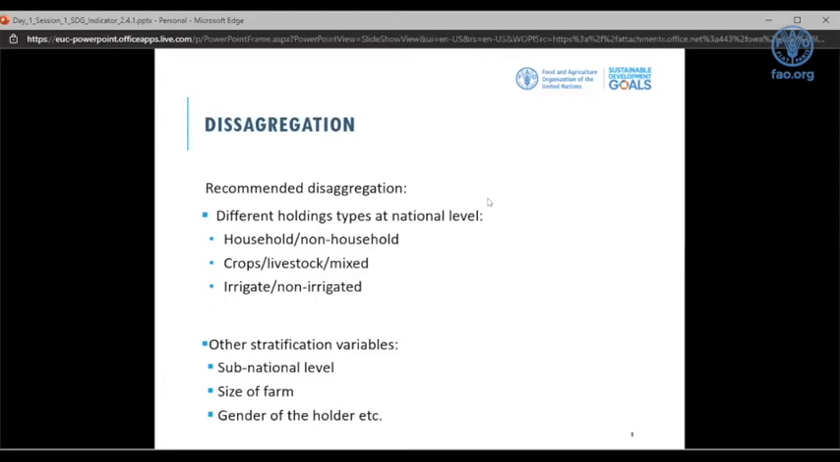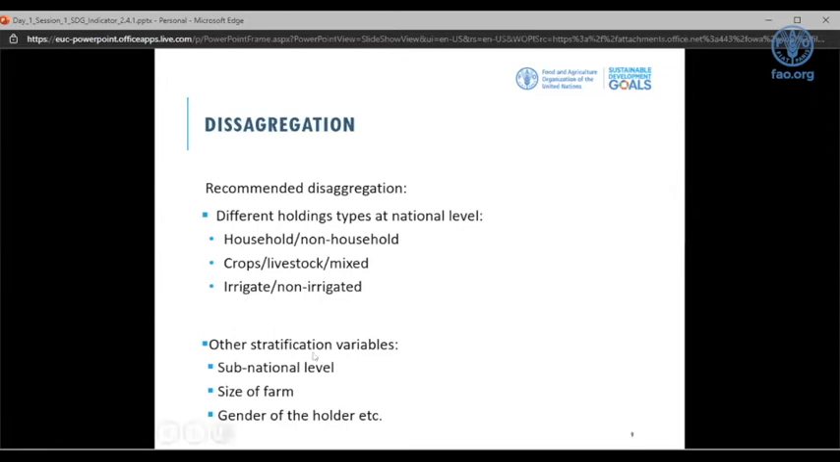So in order to further enrich the analysis for informed national policy making purposes, the indicator can be disaggregated according to the following variables. The typical disaggregation variables that we propose to countries are household and non-household sector, differentiation of the holding based on whether they are focused on crops, whether they are focused on livestock, or holdings which are producing a mix of both. And then whether this holding is using water for irrigation or not.